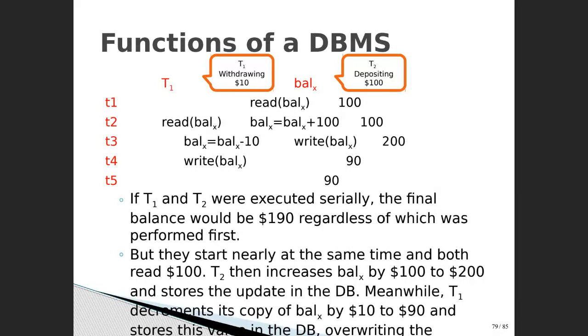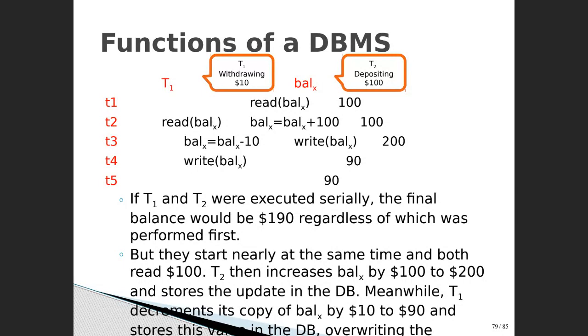Transaction number 1 will be withdrawing $10, all right? Transaction number 2 will be depositing $100. Okay, imagine that they are done at the same time, exactly the same time. If they were executed serially, the final balance will be how much?